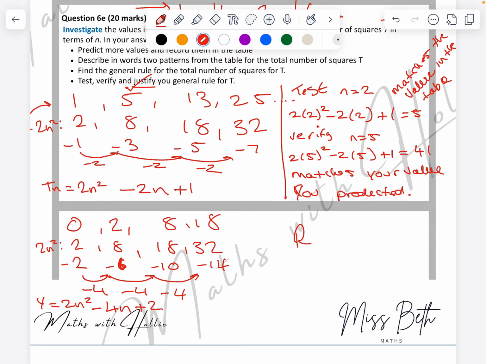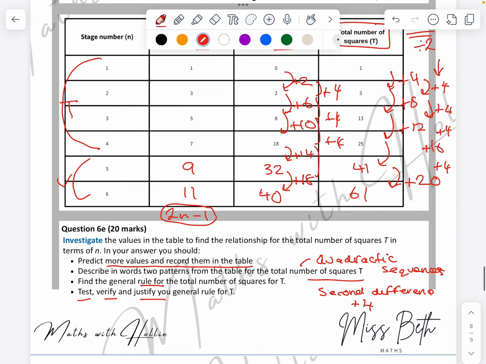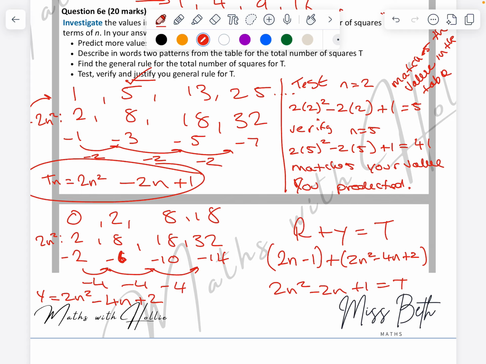So if I add the red plus the yellow, it has to equal the total. So in this question, 2n minus 1 plus what we've just got, 2n squared minus 4n plus 2. So 2n squared stays. 2n minus 4n is negative 2n. Negative 1 plus 2 is going to be plus 1. And that equals the total, and it matches.